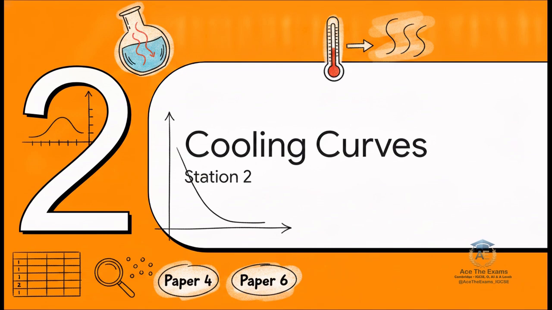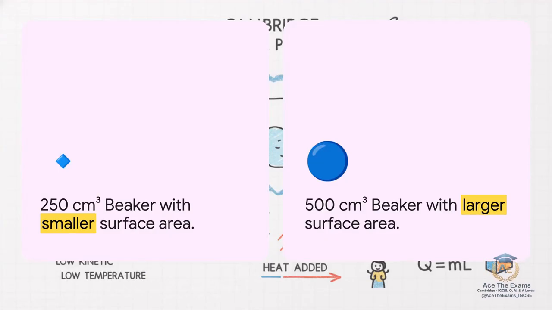Let's keep moving. Welcome to Station 2, cooling curves. Here we're shifting gears. Instead of heating things up, we're going to watch them cool down until they reach thermal equilibrium with their environment. We test this by pouring 200 cubic centimeters of hot water into 2 different beakers. One is a narrow 250 cubic centimeter beaker, and the other is a much wider 500 cubic centimeter beaker. We then record the temperature drop every 30 seconds.